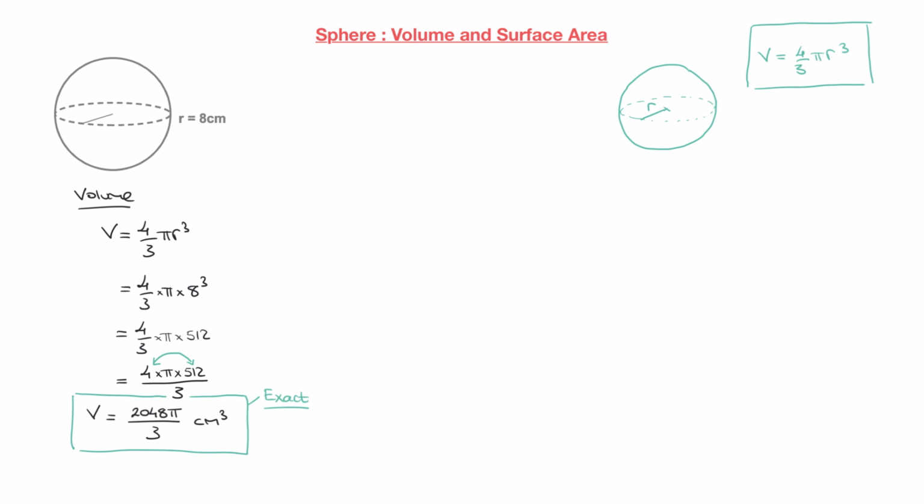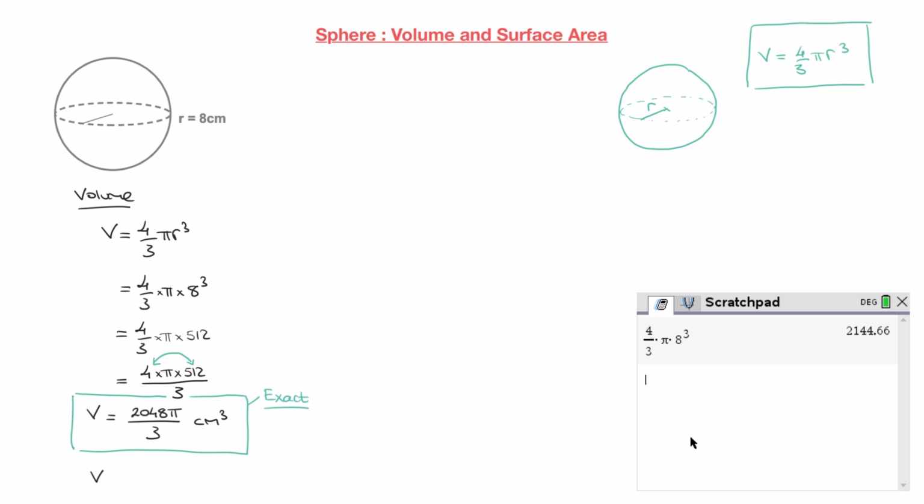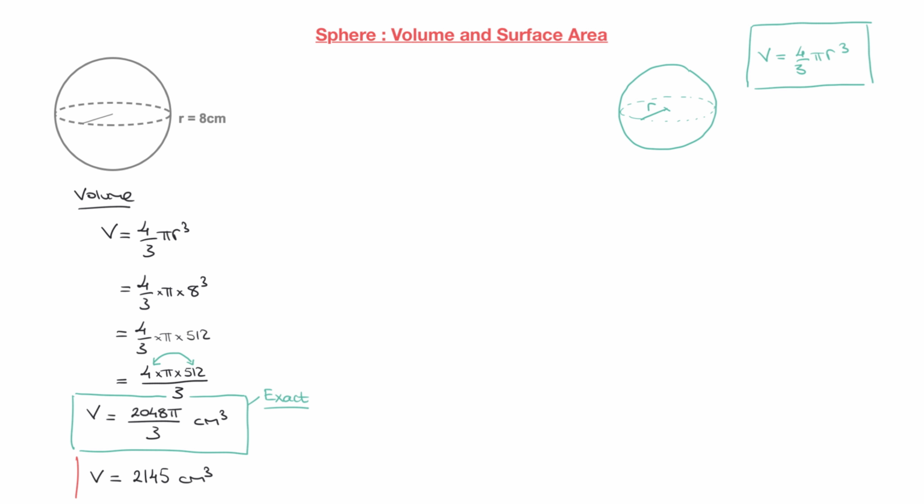Of course, if you're not asked to do that, then you would type this row of working into your calculator and round your answer. And in doing so, and rounding to the nearest cubic centimeter, I find that the volume is equal to 2,145 cubic centimeters. And I'll go ahead and box that result as well. Okay, so that's how we calculate the volume of a sphere. Remember, the formula is the one we have right here. Now, let's look at the area.